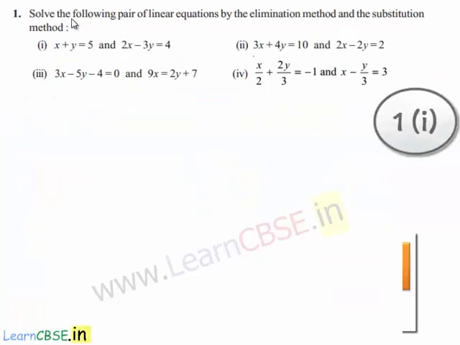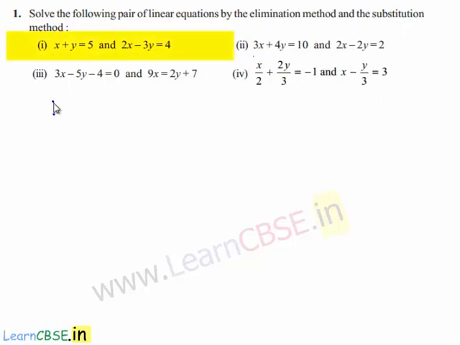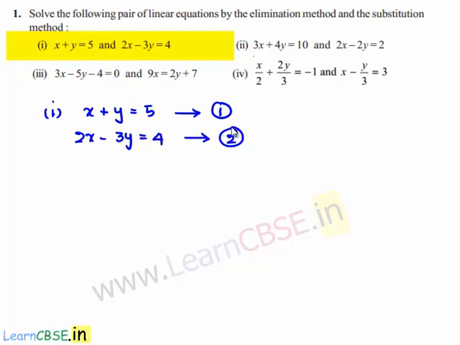Coming to the first problem, solve the following pair of linear equations by the elimination method and the substitution method. So the first pair of linear equations is x plus y is equal to 5. This is equation number 1, and the second one is 2x minus 3y is equal to 4. Let this be equation number 2.